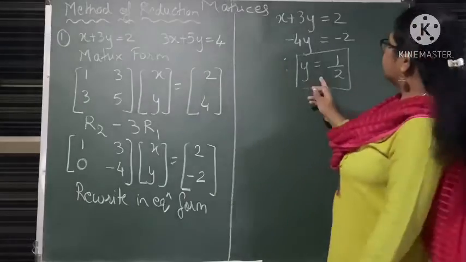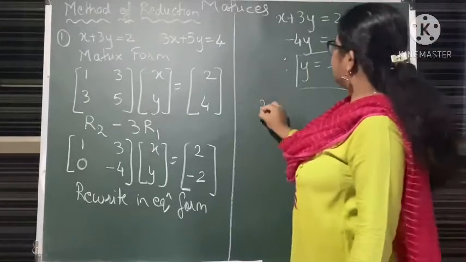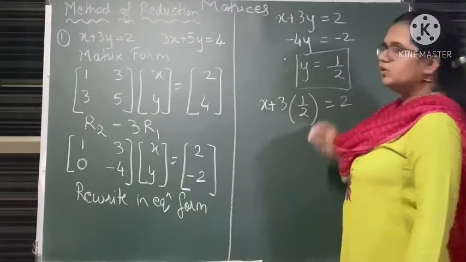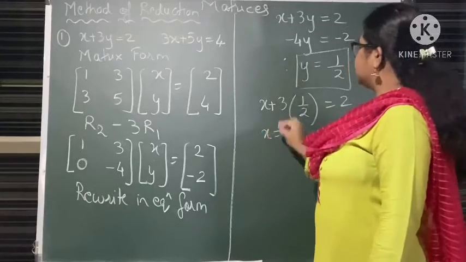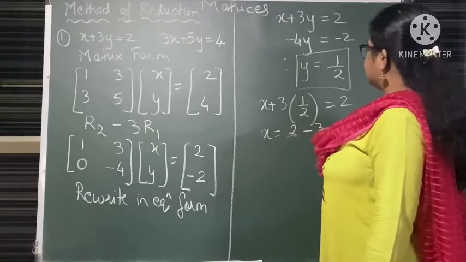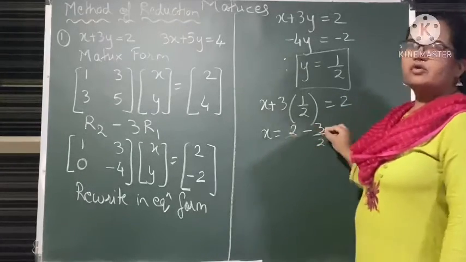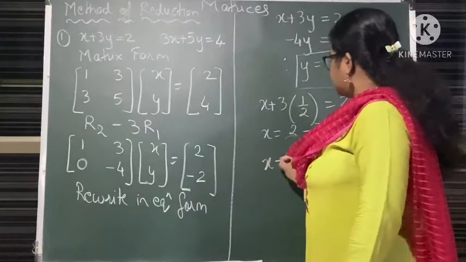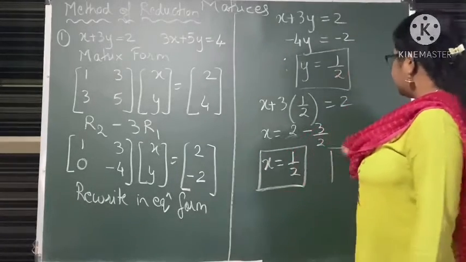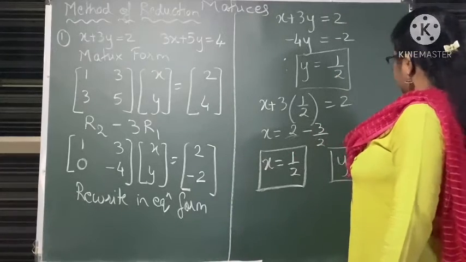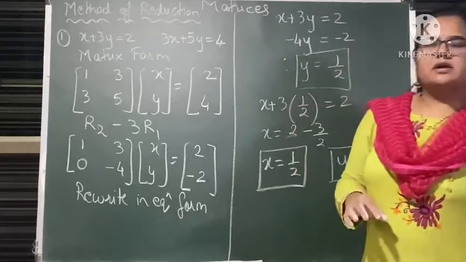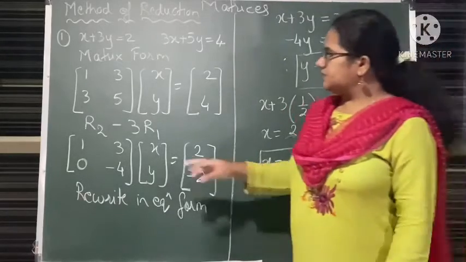Yes, substitute this y in this equation. So what will it become? x plus 3 into 1 by 2 is equal to 2. Therefore, x equals 2 minus 3 by 2, taking 3 by 2 to the other side. 2 2s are 4, 4 minus 3 is 1. So x is also half. So what is the answer? x is half and y is half. Understood this? This is a little bit easy method and very few steps are required here.